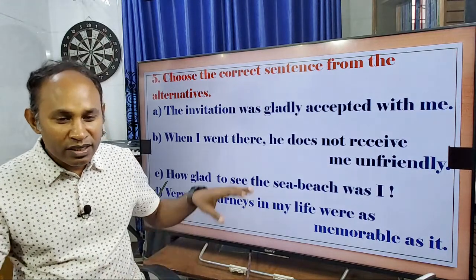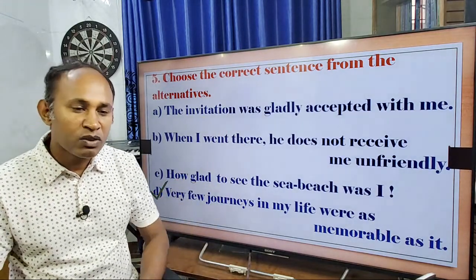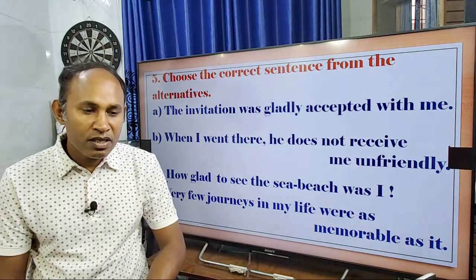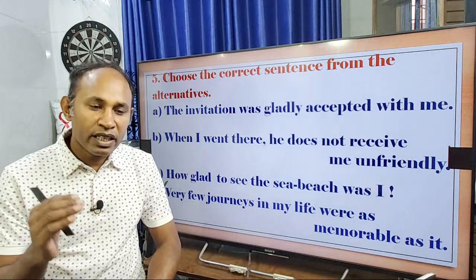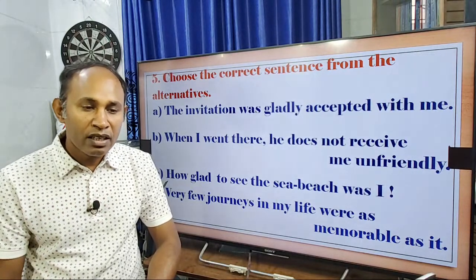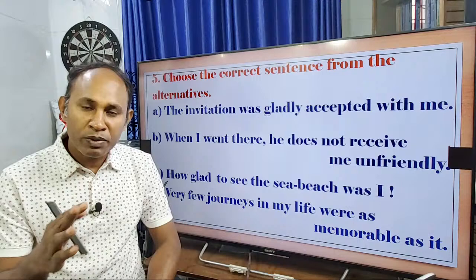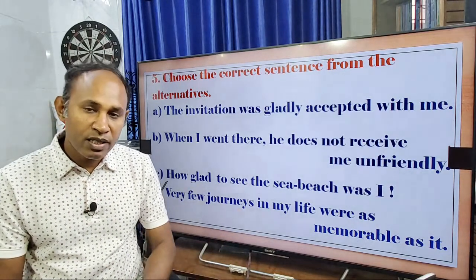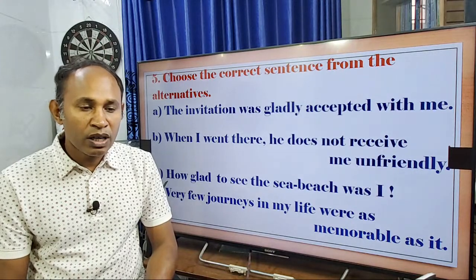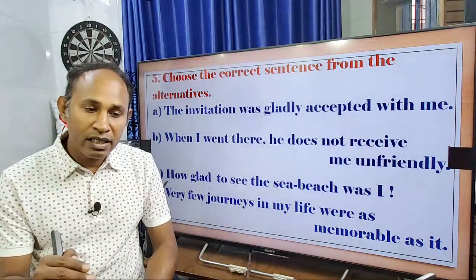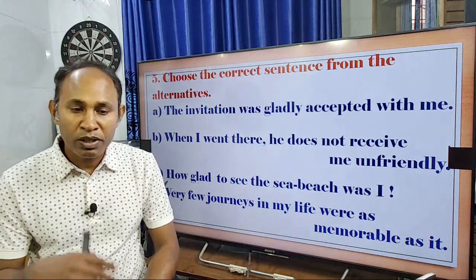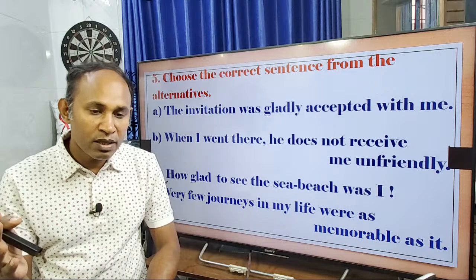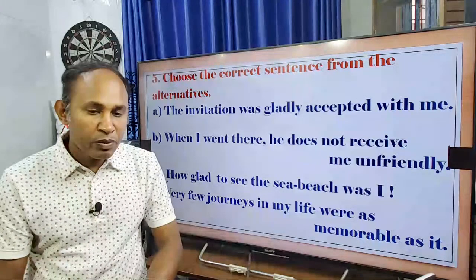So why are the other answers wrong? The invitation was gladly accepted with night, by হবে. That's why the first answer was wrong. When I went there, he does not receive me unfriendly. এখানে when I went there, sequence of tenseটা maintain করা হয়নি। যখন আমি সেখানে গিয়েছিলাম, he did not receive হবে। এটা ভুল ছিল। How glad to see the CBs was I na! Exclamatory sentence আমরা জানি যে সবার সাথে subject আর verb বসে। That's why এটা হবে how glad to see the CBs I was. Absolutely the right answer.